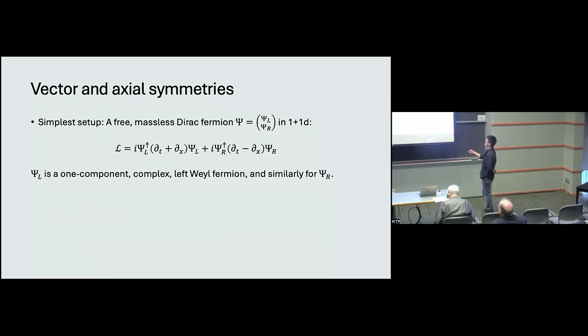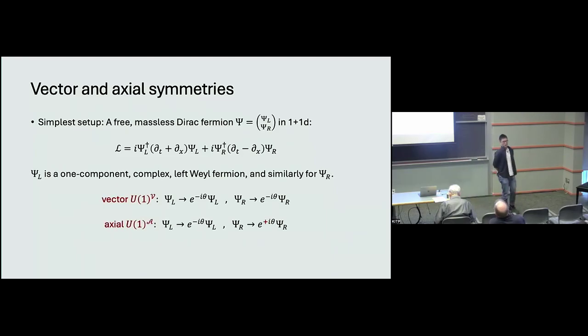And since the left movers don't talk to the right movers at all, we have two U(1) symmetries. The first one is a vector U(1) that rotates the left mover and the right mover by the same phase. The second one is the more interesting one. It's an axial U(1) that rotates the left mover and the right mover by the opposite phase. So the emphasis should be put on this plus sign.